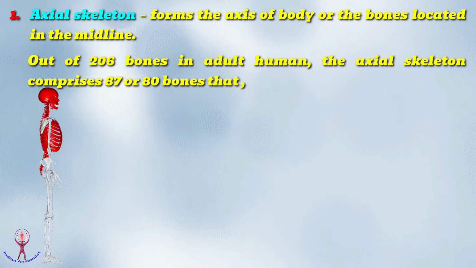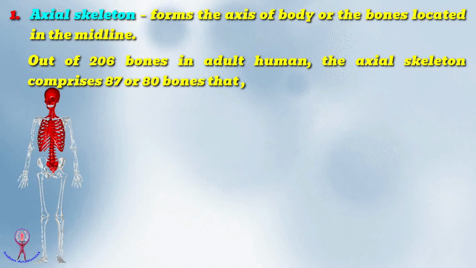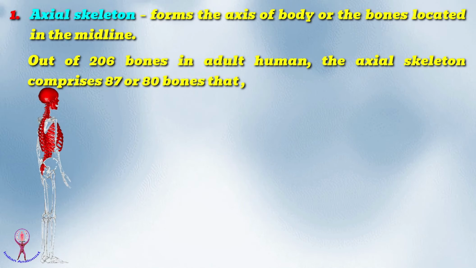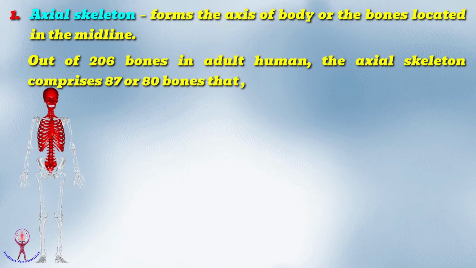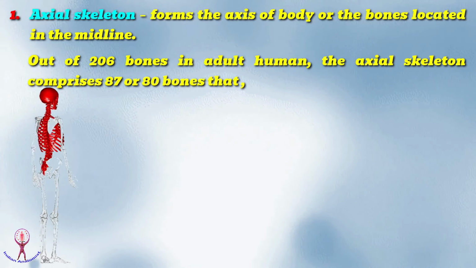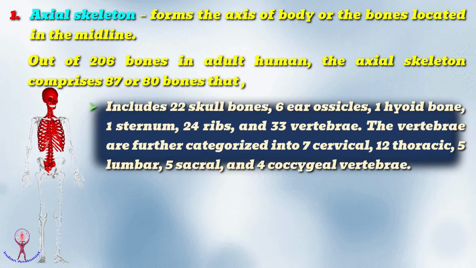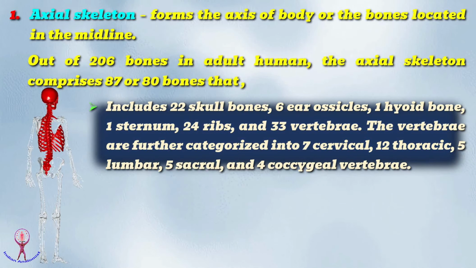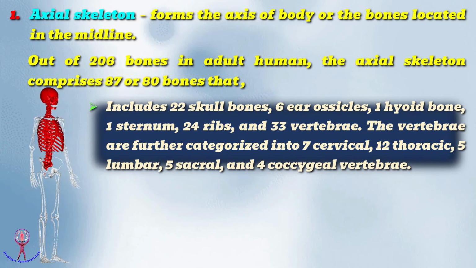Axial skeleton forms the axis of the body, or the bones located in the midline. Out of 206 bones in the adult human, the axial skeleton comprises 80 bones. That includes 22 skull bones, 6 ear ossicles, 1 hyoid bone, 1 sternum, 24 ribs, and 26 vertebrae.